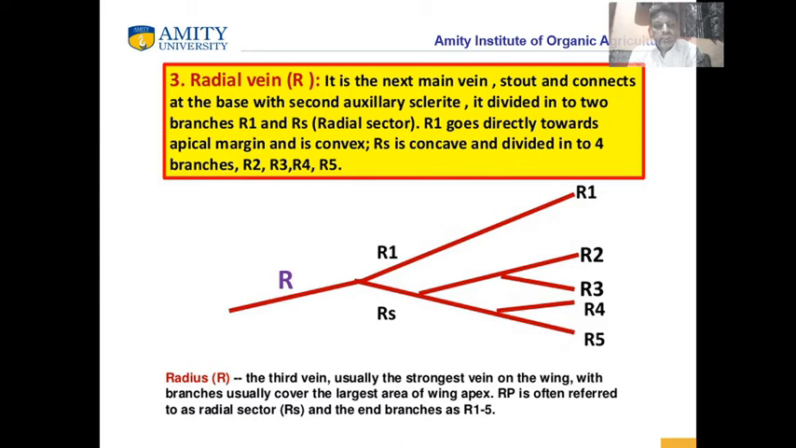Radial veins. Radial veins are again branched, R1 and RS. RS is the sectoral vein. It is divided into 4, R2, R3, R4 and R5, and R1 is unbranched. You can see R1 goes directly to the apical margin and is convex. RS is concave and divided into 4 branches. They are named R2, R3, R4 and R5.